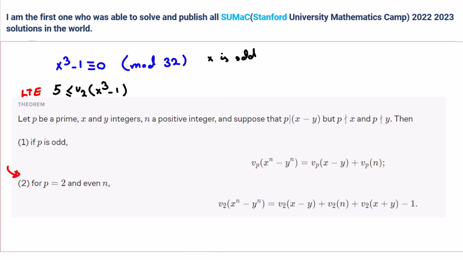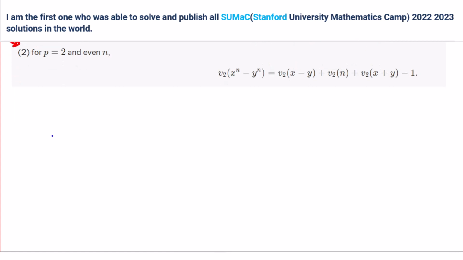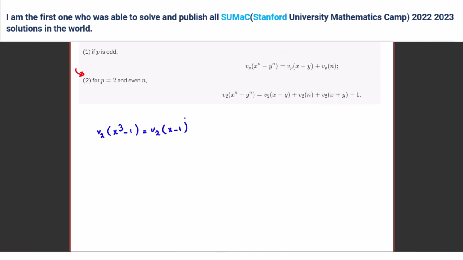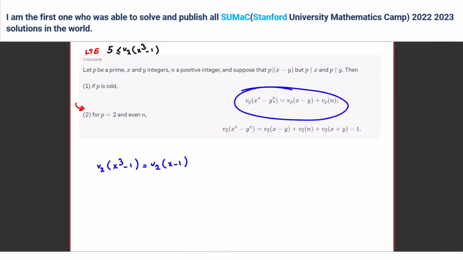So, we can prove something. Let's see. We want to see, is it correct for V2 when n is odd? Here we want to calculate V2 of x cubed minus 1. Is it equal to V2 of x minus 1, since 3 is odd, right? So we want to see, are they equal or not? Try to check. Without LTE also we can prove. So do you agree it would be this form of LTE? Because V2 of 3 is odd, 1 is 0, right?